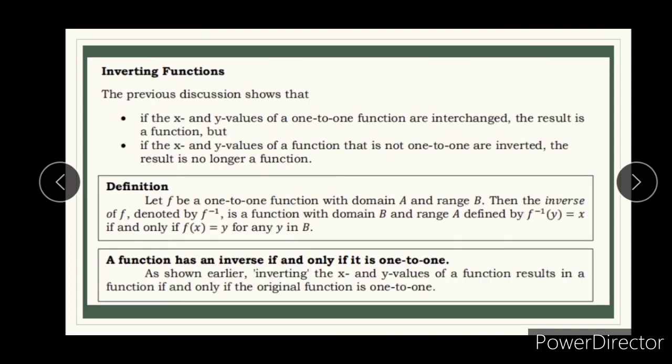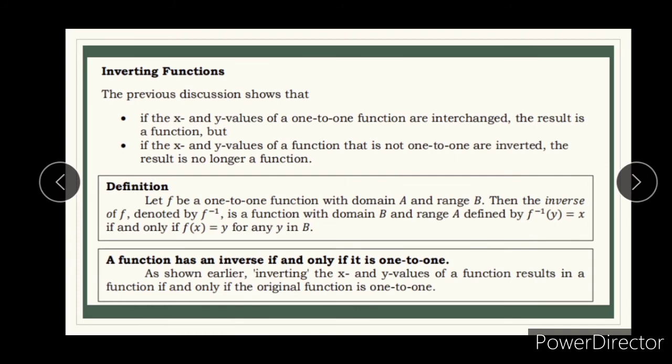Inverting functions. The previous discussion shows that if the x and y values of a one-to-one function are interchanged, the result is a function. But if the x and y values of a function that is not one-to-one are inverted, the result is no longer a function. Let's have the definition.